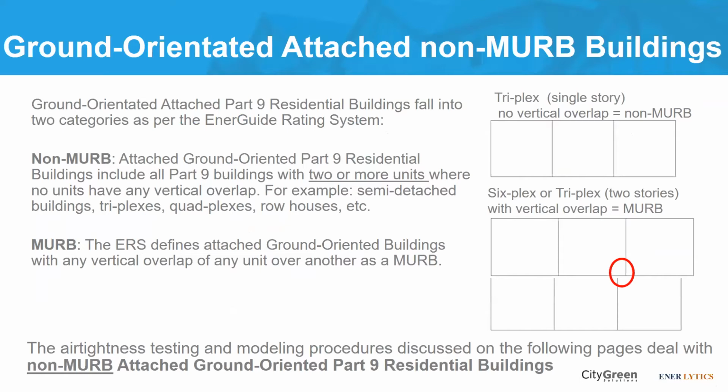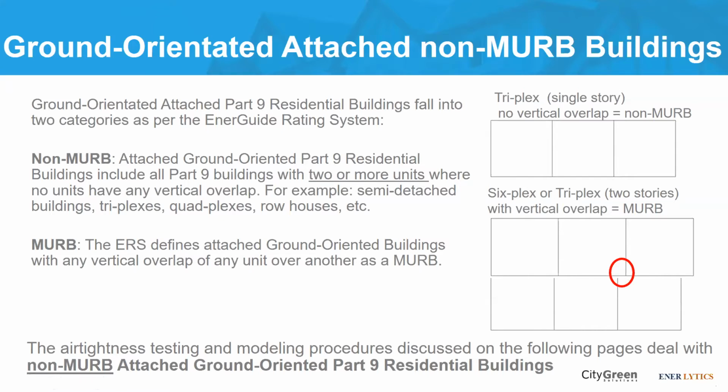They're non-MURBs and MURBs. Non-MURBs are those ground-oriented Part 9 buildings with 2 or more units where no units have any vertical overlap. So that would be row homes, quadplexes, semi-detached. Imagine if this was a 3-plex: there's no vertical overlap, a 1-story 3-plex with no vertical overlap. We would call this a non-MURB. The MURBs are those buildings, let's just say this was a 2-story with 6 units, where there would be some vertical overlap. So we can see one unit is vertically overlapping another unit here. This would be a MURB.